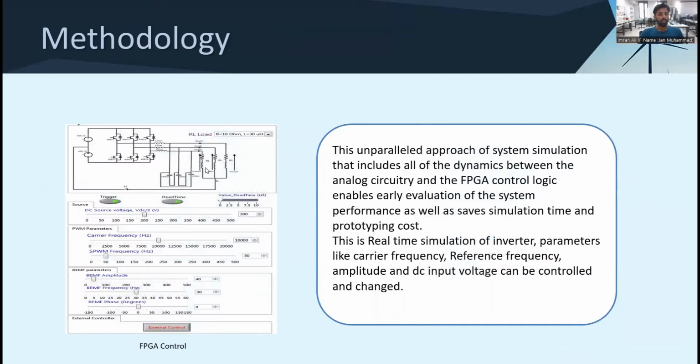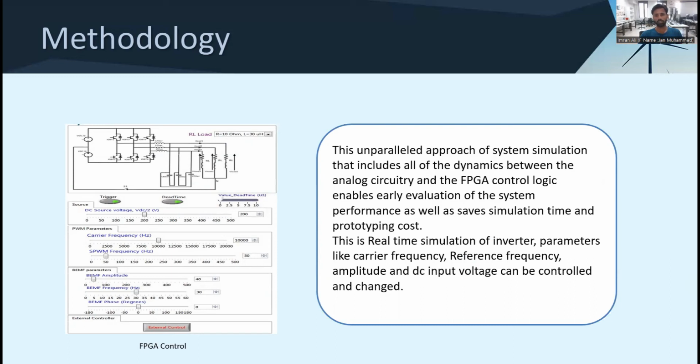Methodology. We have also implemented this circuit, this inverter, on real-time simulation in FieldLab. This is the real-time simulation block diagram, which shows the unparalleled approach of system simulation that includes all the dynamics between the analog circuitry and the FPGA control logic. It enables early evaluation of system performance as well as saves simulation time and prototyping cost.